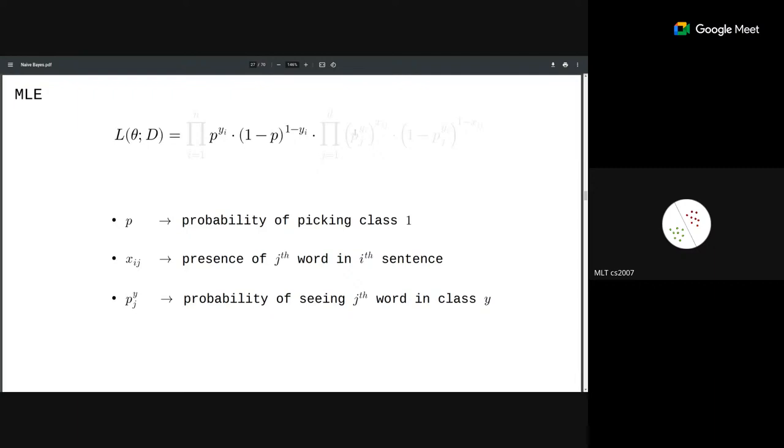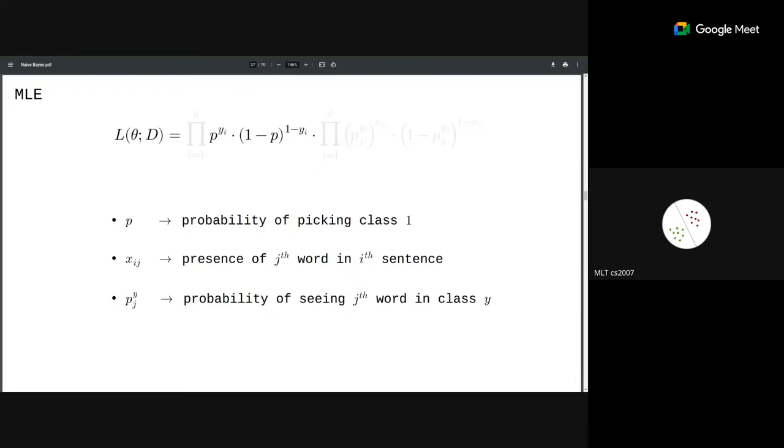Now, I've just taken one example. Can someone tell me what this expression stands for? Whatever is there in solid lines, not the one which has been shaded out. P of yi, that means probability of picking a class. That's correct, right? So this is the probability of picking a class. In fact, to be more precise, it's the probability of picking class yi.